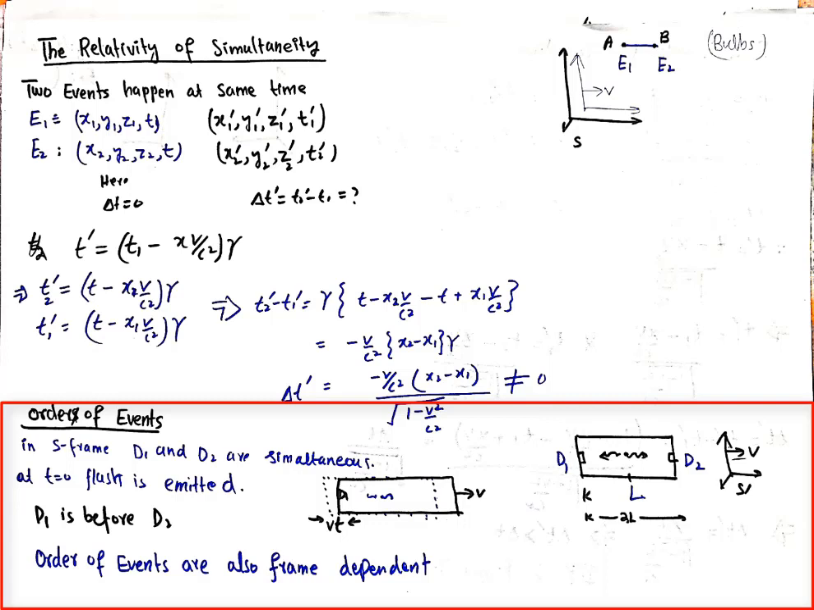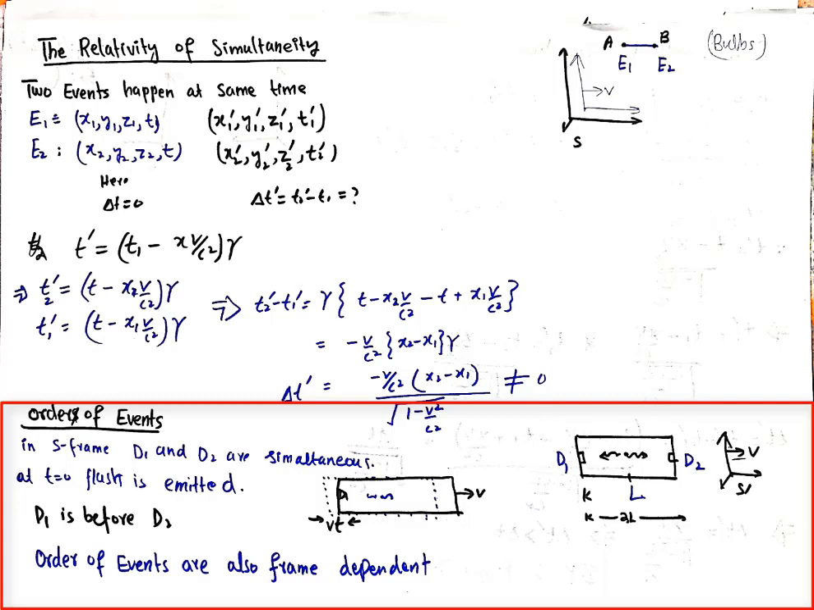So that is the idea: the event which has the lower value of the coordinate will happen first if the frame is moving along the positive direction. If the frame is moving in the negative x direction, D2 will detect light first. So the order of events is also frame dependent.